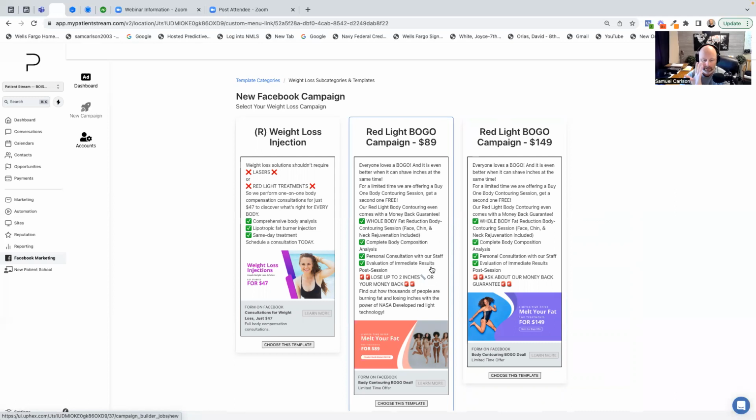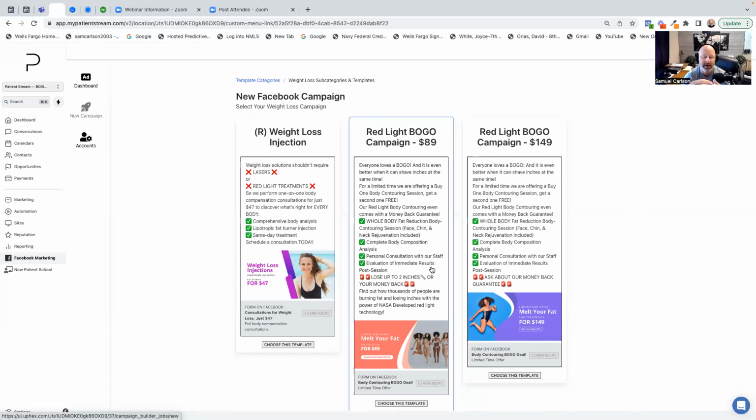So weight loss, let's get back to weight loss. Weight loss, by the way, is tricky. You cannot tell Facebook or really any social media platform that you get results as far as weight loss. You can't say lose 10 pounds in 2 weeks. That'll get you banned. You can't show before and after stuff. That'll get you banned.